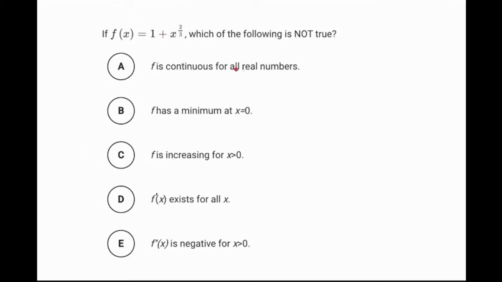So this first one says f is continuous for all real numbers. There's no division by 0, square roots of a negative, or anything like that in f of x. So this one would actually be true. And we are looking for the one that's not true. It says right here, not true.